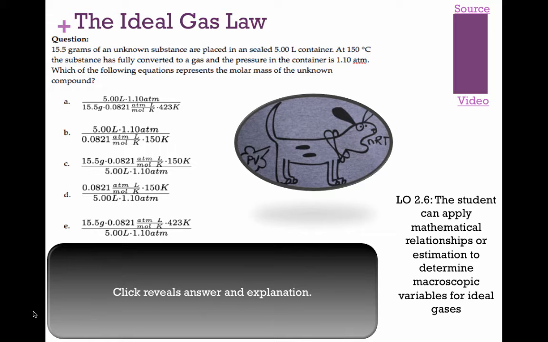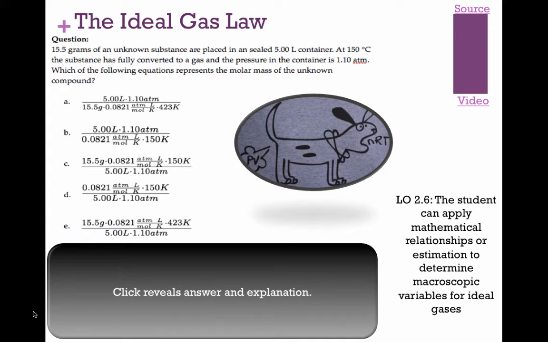Okay, so here's the first thing to think about. If you're trying to find molar mass, what are your units for molar mass? Grams per mole. So where will your grams probably be? On the top. So which of these could you eliminate right away? A, B, and D. Oh yeah, B doesn't even have 15.5 in it. So then you're between C and E.